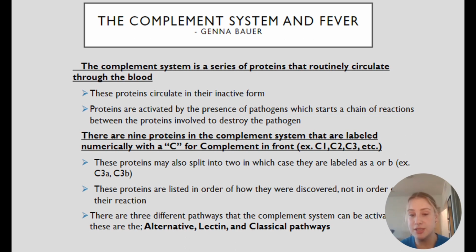There are 9 proteins involved in the complement system. They are labeled numerically. They all just start with C for complement, so it's pretty easy to figure out which ones are which. It's just C1, C2, C3. And these proteins can also split into 2, so in that case it would be like C3a or C3b. These proteins are not listed in any order specific to how they react. It's just how they were discovered. And then there are 3 different pathways that activate the complement system, and that's the alternative, lectin, and classical pathways.